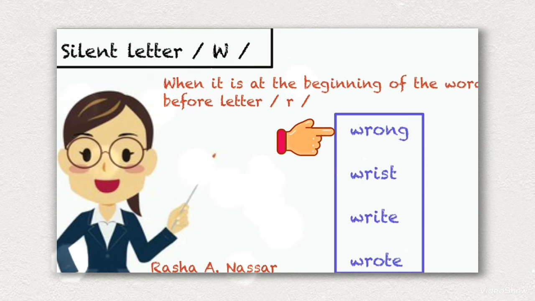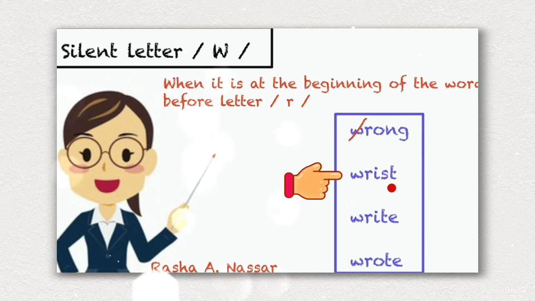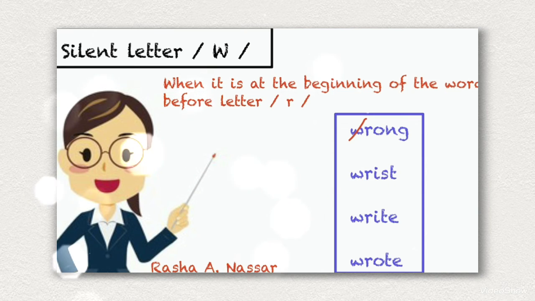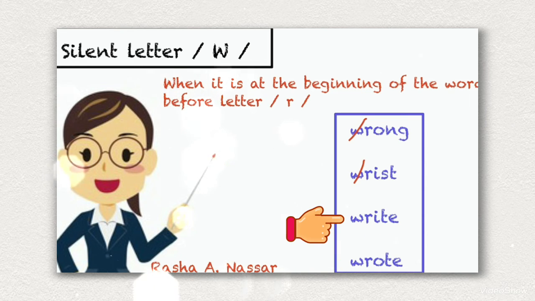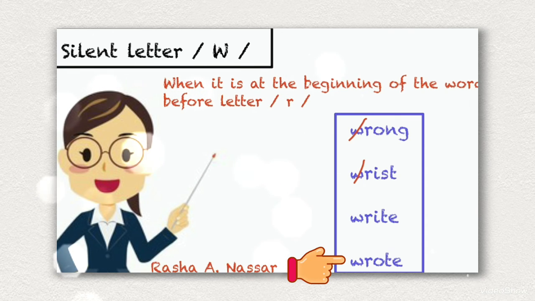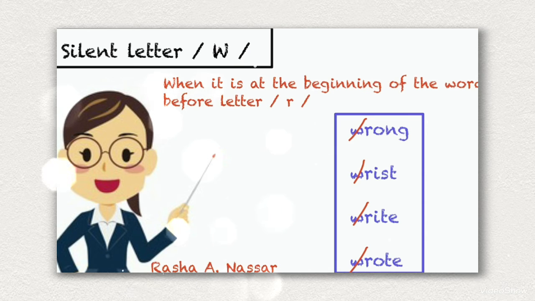Wrong. Wrist. I will not pronounce letter W because it comes before letter R. So here I will say wrong. I will read it wrist. I will read here right and wrote. So in all these words I will not pronounce letter W because it comes at the beginning of the word and before letter R. So it will be a silent letter.